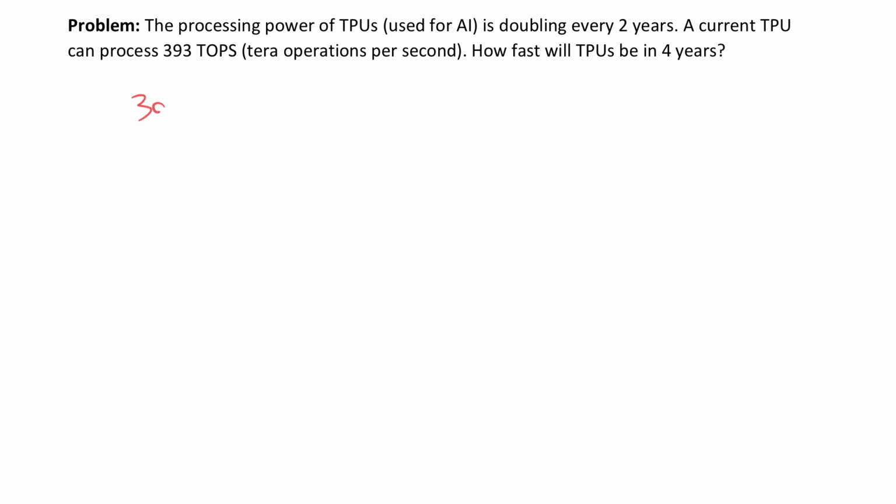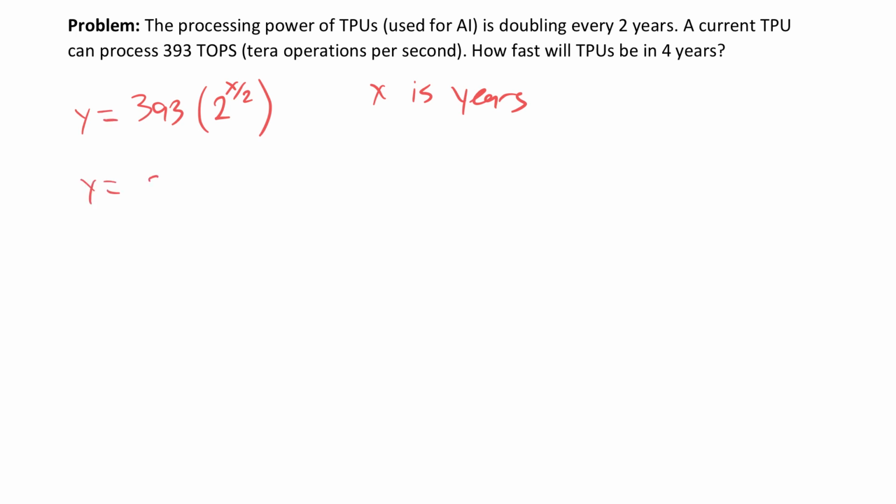Well, we take the 393, multiply by 2 to the power of, and you might think x, but it's doubling every 2 years, which means you need x over 2. Here, x is the years. Because if you plug in 2, 2 divided by 2 is 1, so you only have 1 doubling. Or 4 years is 4 divided by 2 equals 2, so 2 doublings.